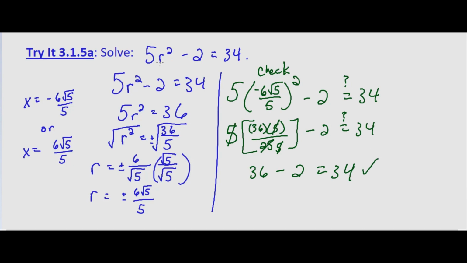checks. And in this case, since the variable is only being squared, it doesn't just appear as r anywhere in the equation. We know that if we simply change this negative that we substituted to a positive, the rest of the steps will be the same. Verifying that 5r squared minus 2 equals 34 when r equals plus or minus 6 times the square root of 5 divided by 5.